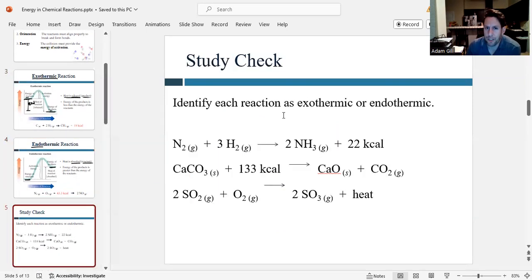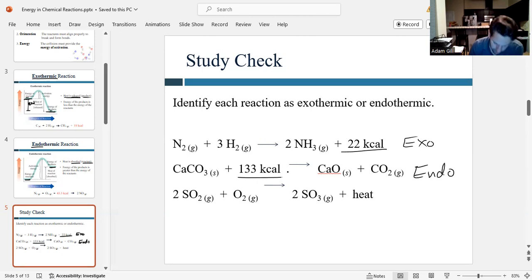All right, let's do a quick study check. Identify each reaction as exothermic or endothermic. And so this first one here, we see that the heat is on the products side. So this one would be exothermic. The second one here, the heat is on the reactant side. And so this is going to be endothermic. And the last one, heat is on the product side. And so that's going to be exothermic as well.